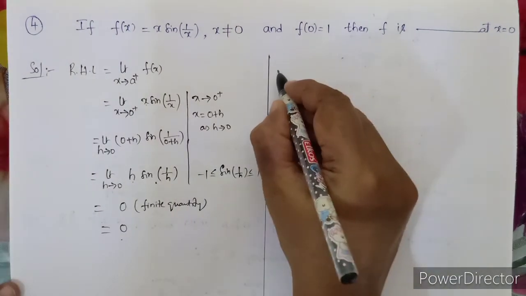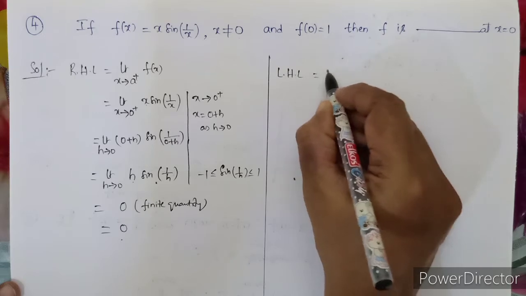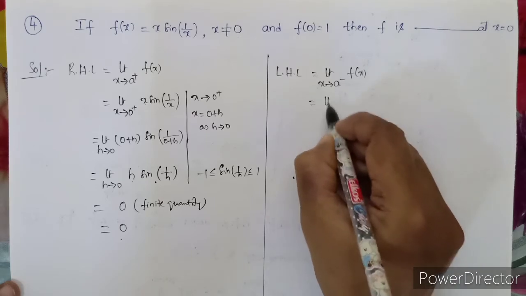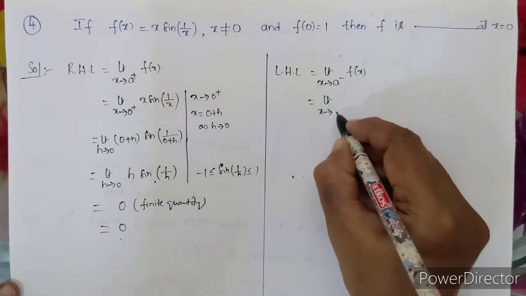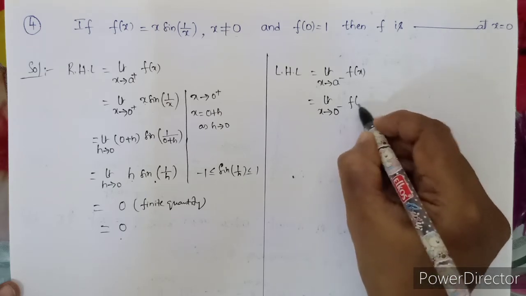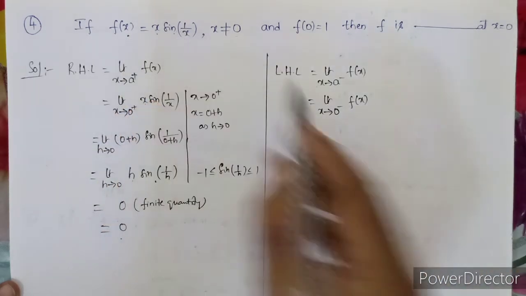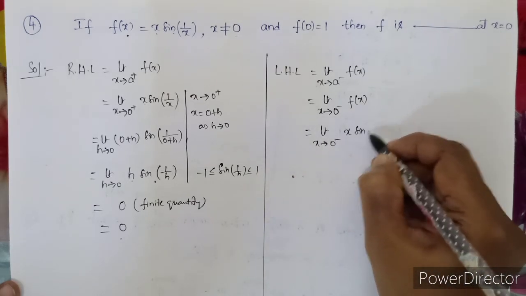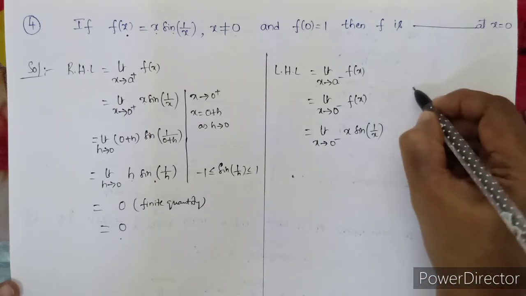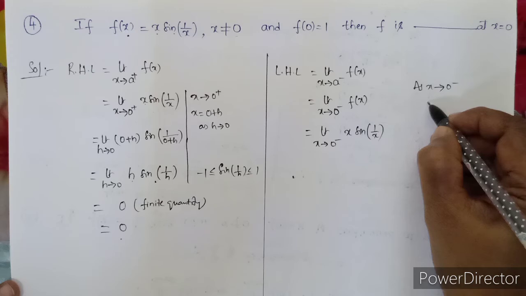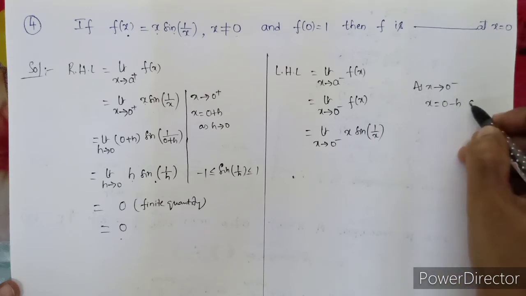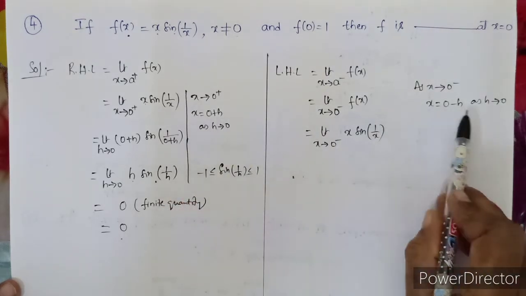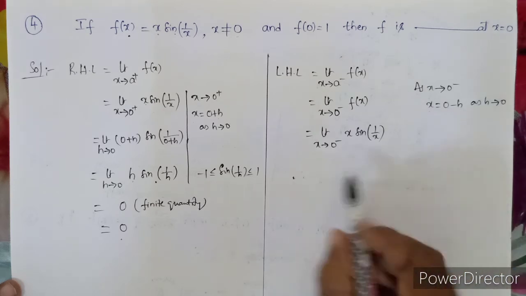Now we see the left-handed limit. Limit x tends to a minus f of x. Here a is 0, so limit x tends to 0 minus f of x. F of x in this problem is x into sine of 1 by x. As x tends to 0 minus, we replace x by 0 minus h as h tends to 0. Previously we have replaced x by 0 plus h, now x is replaced by 0 minus h.